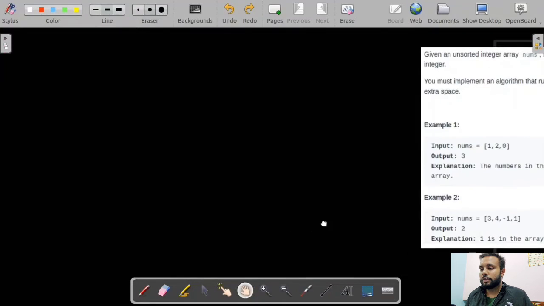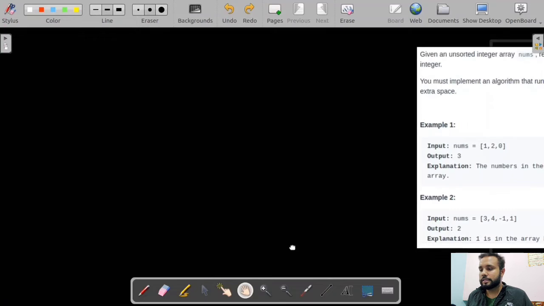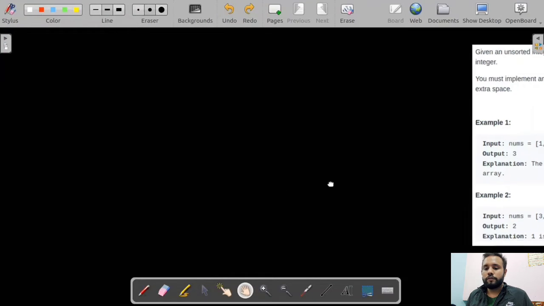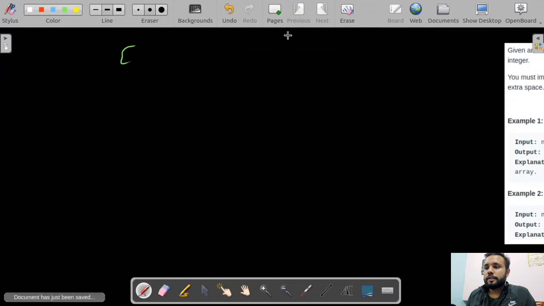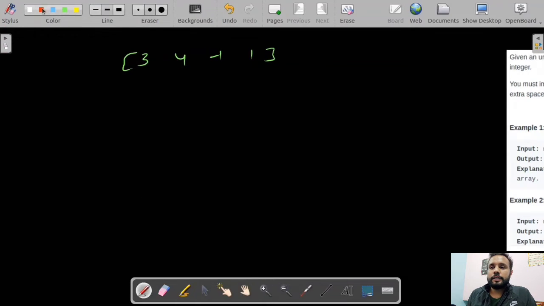Okay, I think the algorithm is a little bit clear. So let's try it with this example, 3, 4, minus 1 and 1, to understand it more clearly. Let's write the indexes 0, 1, 2, 3. We are at index 0 and it contains 3, but this position is not valid for 3. So let's take 3 to its appropriate position. So 3 belongs to index 2. Move it there.